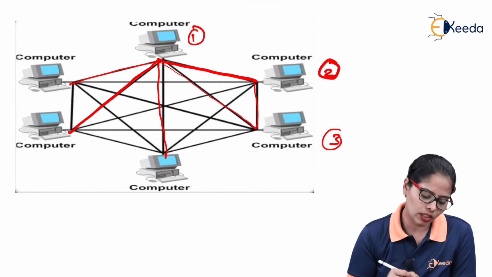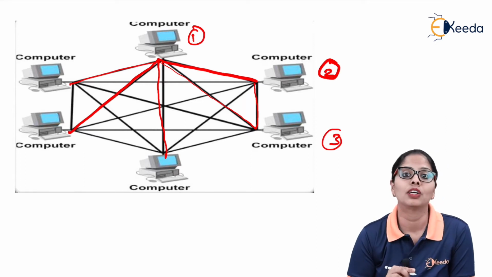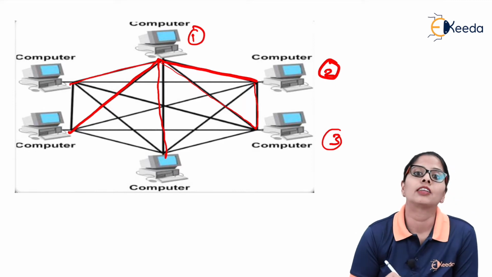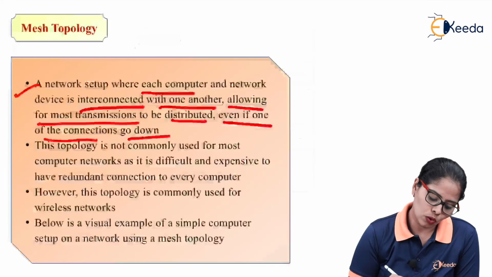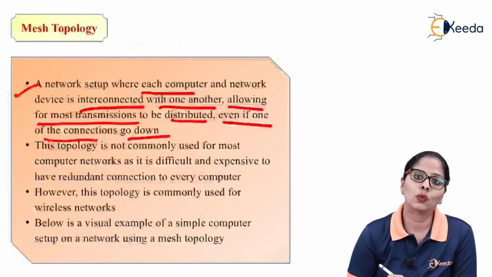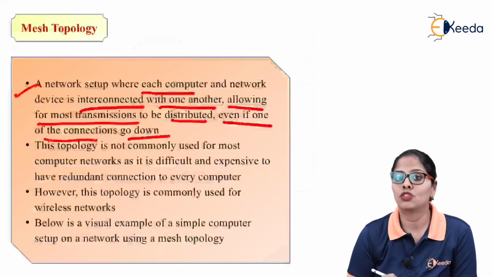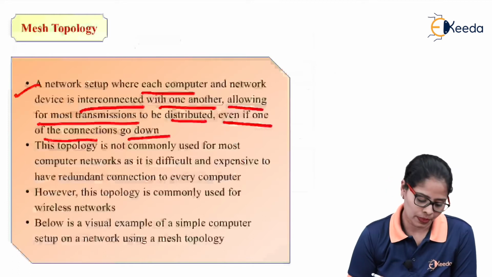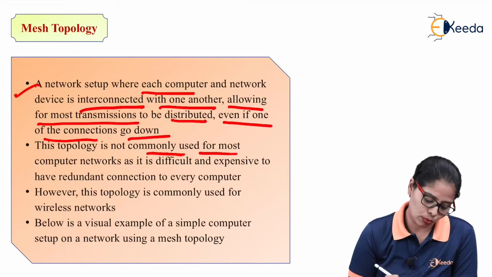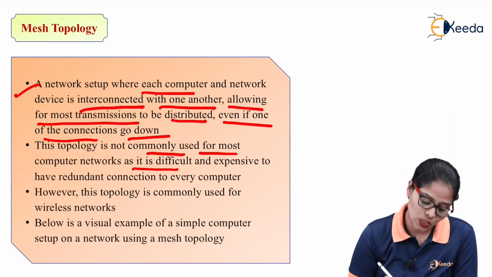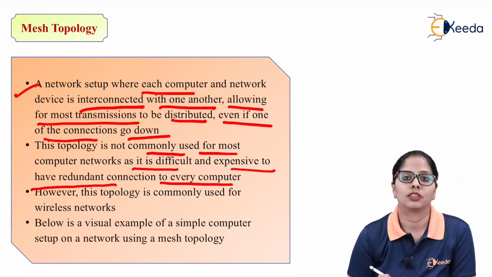Can you tell me, over here, if any of the links fails, only the communication between those two computers is going to be affected. It does not affect the communication of the entire network. So because of that, we are saying over here that communication is distributed. Even if one fails, it does not affect the other communication. This topology is not commonly used for most computer networks as it is difficult and expensive to have the redundant connection to every computer.